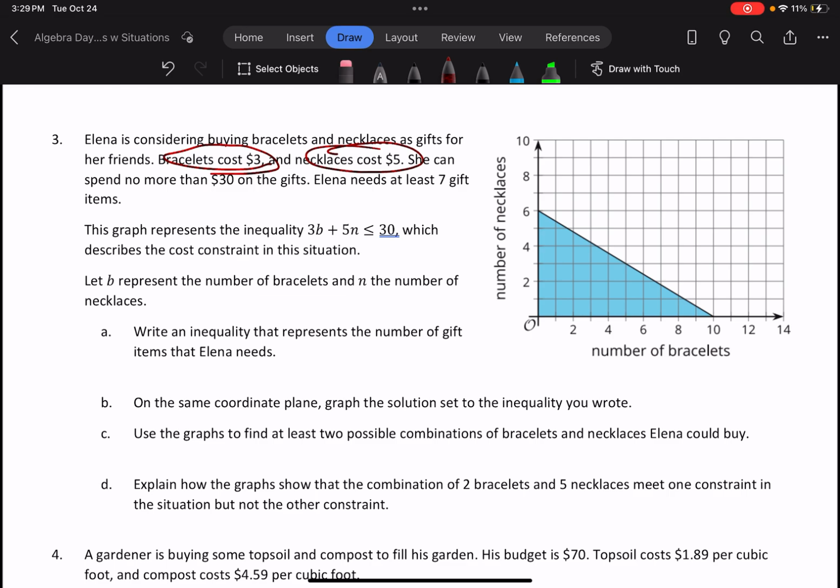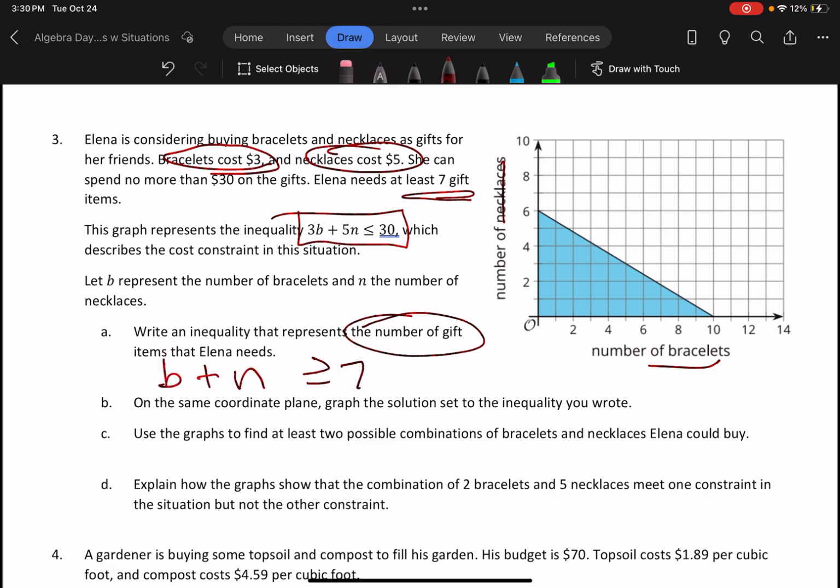So we have one inequality here, which gives us the cost, right? She can't spend more than $30. And we have bracelets on our x-axis and necklaces on our y-axis. It says let B represent the number of bracelets and N the number of necklaces. Write an inequality that represents the number of gifts. So we have at least 7, so this is going to be greater than or equal to 7. And we have bracelets plus necklaces has to be greater than or equal to 7.